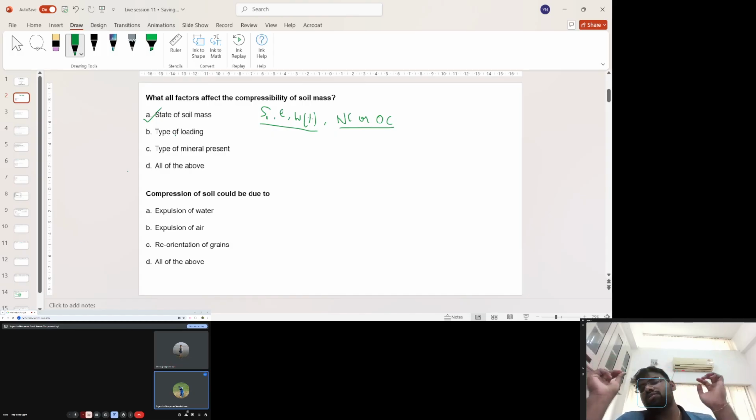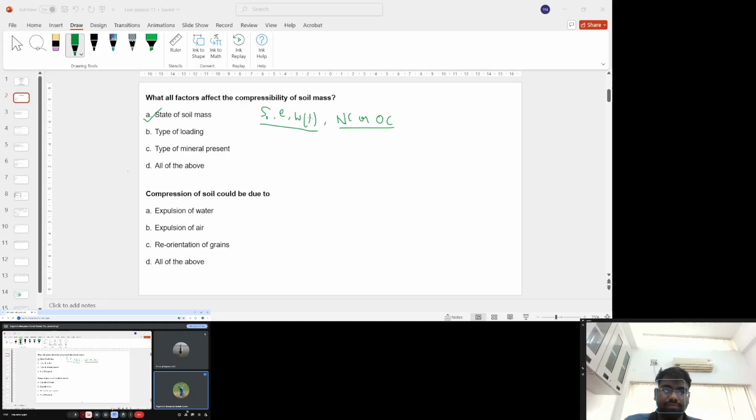And the second is type of loading. Type of loading here, essentially, what does it mean? And what does type of loading govern? Any idea? So that is indirectly related to the first option also.